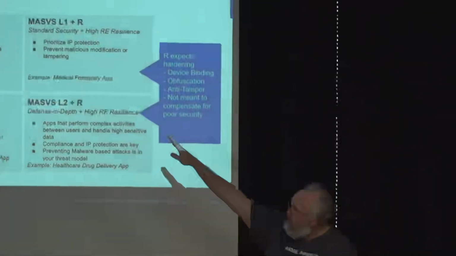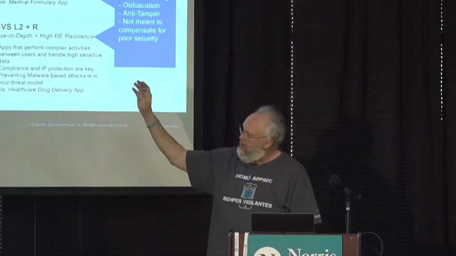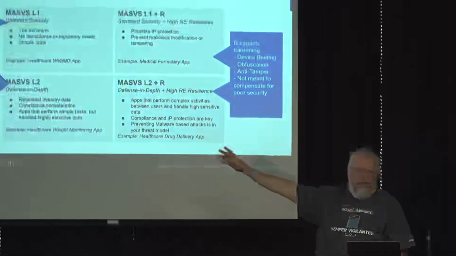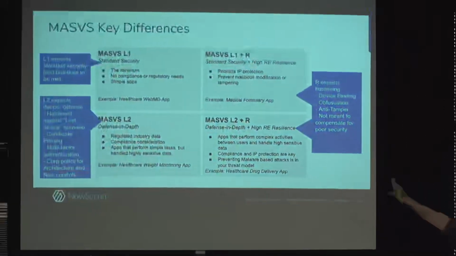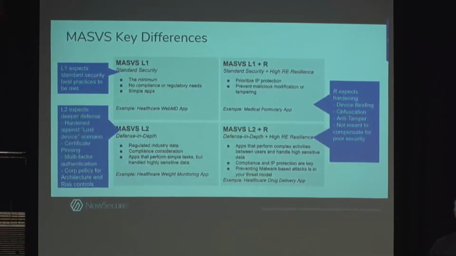So standard security best practices. Now I need things like hardening against lost device. I need to think about things like cert pinning and multi-factor auth and any other risk controls on the left. Over here, now I need to harden it. So things like device binding, obfuscation, anti-tampering.